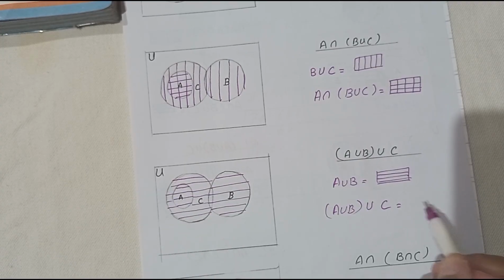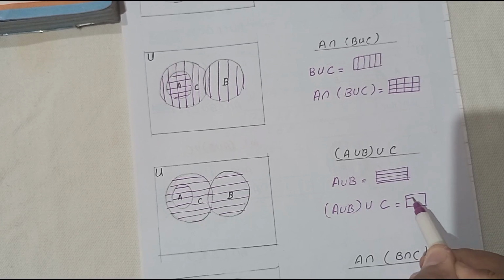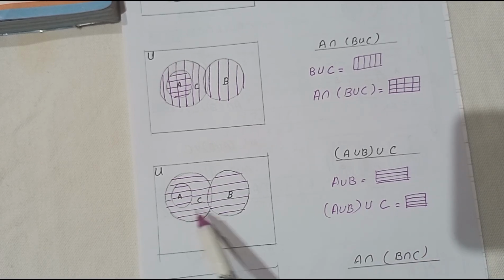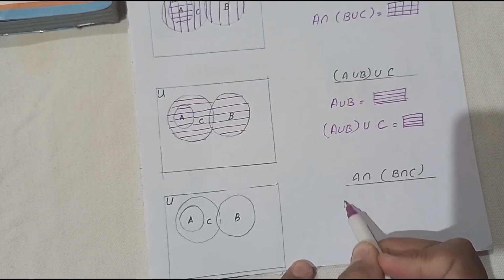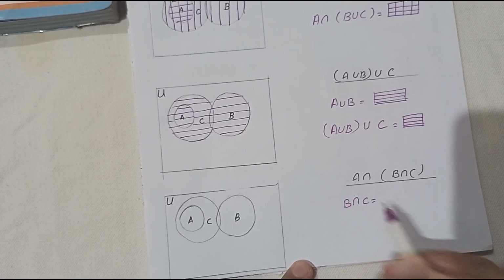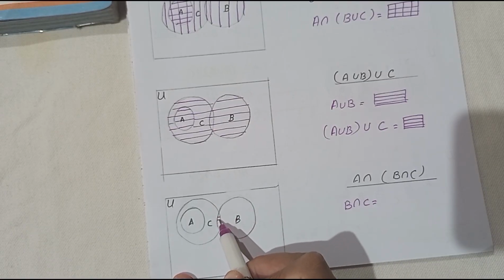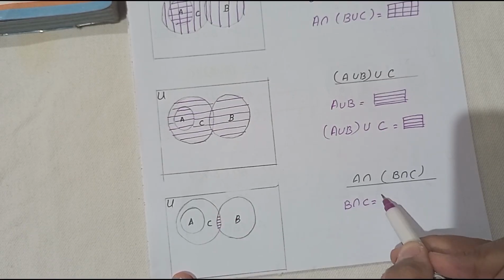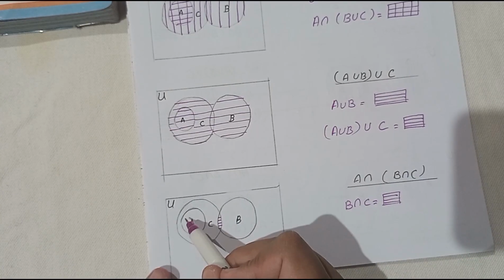So the required answer is all the shaded part with horizontal lines, all part of the Venn diagram ABC. In the last part we have to first shade B intersection C, which means B and C common part, which is this with the horizontal lines. Now shade A with different lines, vertical lines.